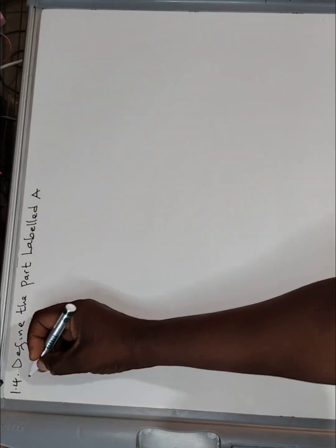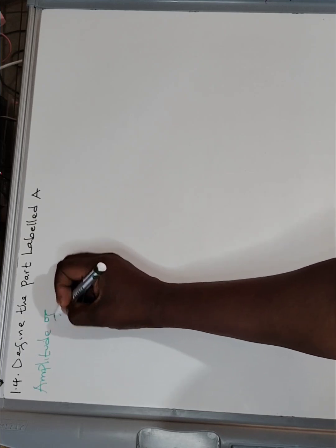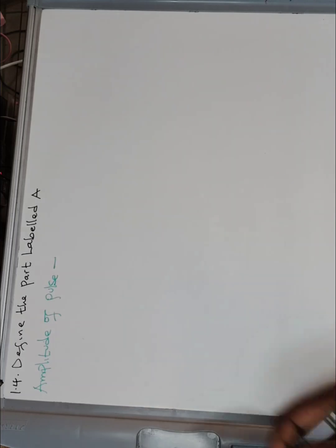So we come to the next question. It says define the part labeled A. Okay, if we recall very well, A represented amplitude. So what is amplitude? Amplitude of a pulse. What is it? Amplitude represents the maximum displacement of the particles of the medium from the equilibrium position or rest position. I said when the pulse passes through the medium, the particles are displaced, but the maximum displacement which occurs when the pulse is passing is what we call the amplitude of the pulse. So let us have that one.